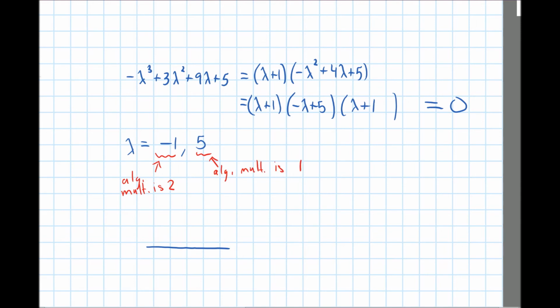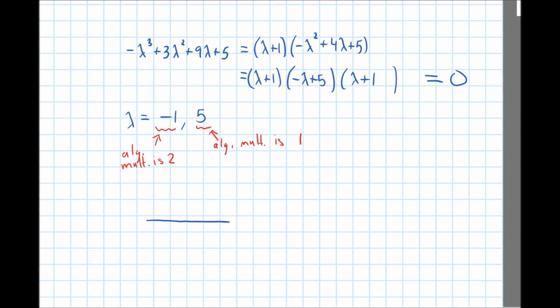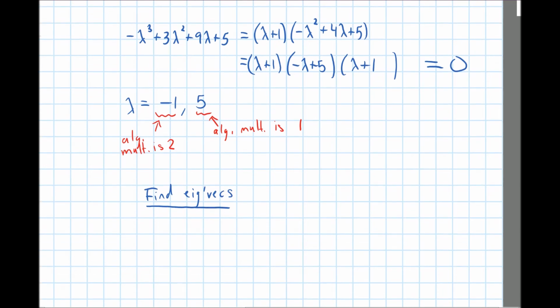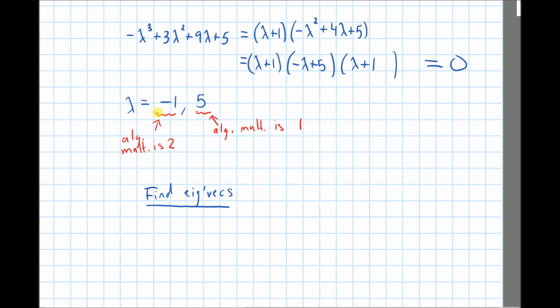Okay, so next, notice all I've done so far is find the eigenvalues. I haven't found the eigenvectors. So that's what's next: find the eigenvectors. Okay, so I'm going to go through this for one of the eigenvalues. And for the other eigenvalue, I'll just show you what the final answer is. But it's going to be the same overarching idea.